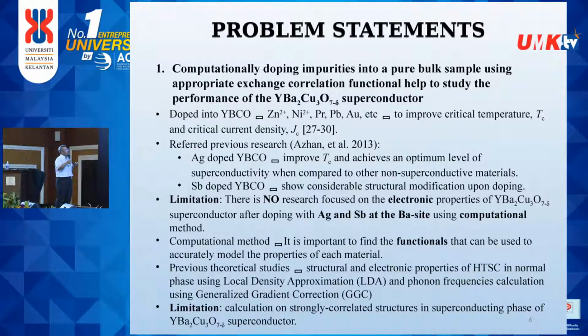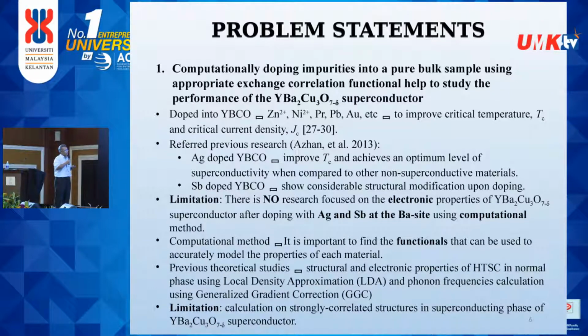So this research will refer to our previous research in 2013 on silver-doped YBCO, which we found improved Tc and achieved an optimal level of superconductivity when compared to other non-superconductive material. Antimony doping also shows considerable structural modification. It changed from orthorhombic to tetragonal if we dope beyond 0.3 of antimony. And a limitation is that there is no research focused on the electronic properties of YBCO superconductor, especially when doped with silver and antimony at the barium site using a computational method.